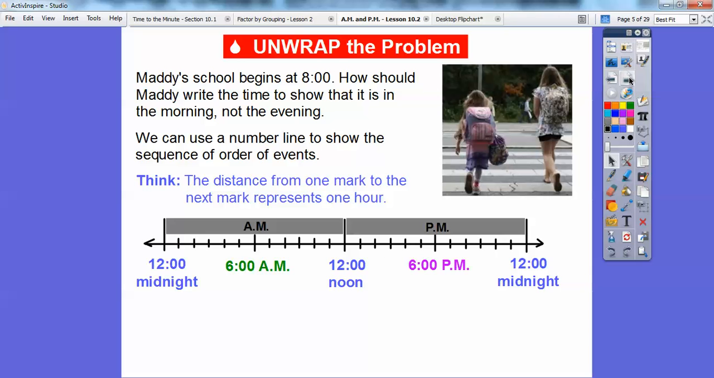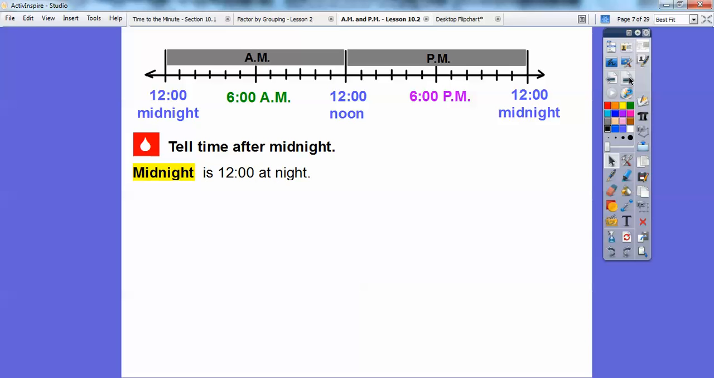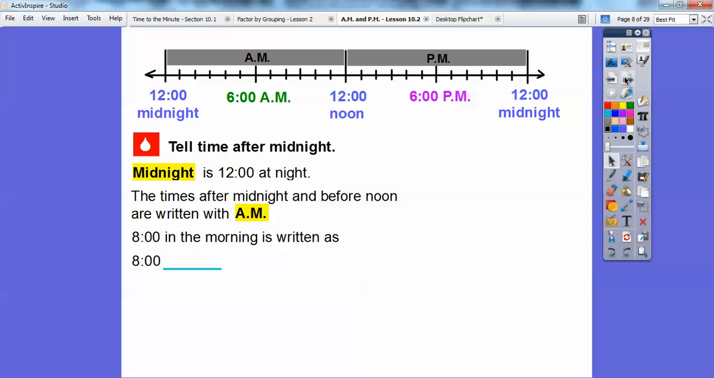Okay. All right, let me move that up right there. So tell time after midnight. Okay, so midnight is 12 o'clock at night. So here's midnight. It's 12 o'clock at night. Most people are sleeping at midnight. Okay, some people aren't. So the times after midnight and before noon are written with an AM. So after midnight and before noon, these times are all written with an AM right here. So 8 o'clock in the morning is written here. Here's 1, 2, 3, 4, 5, 6 in the morning, 7, 8. So Maddie's school is going to start at 8 o'clock in the morning right there, okay?